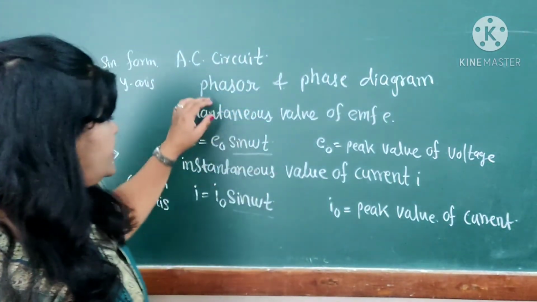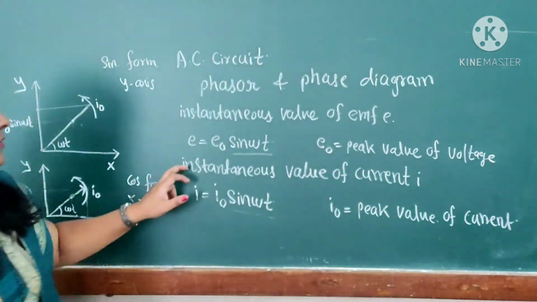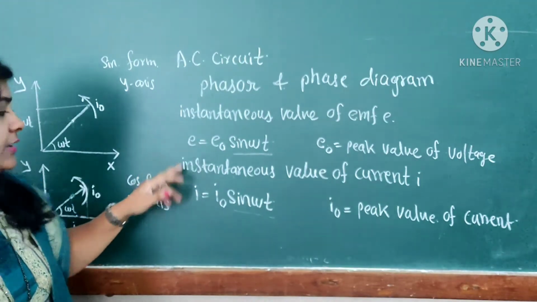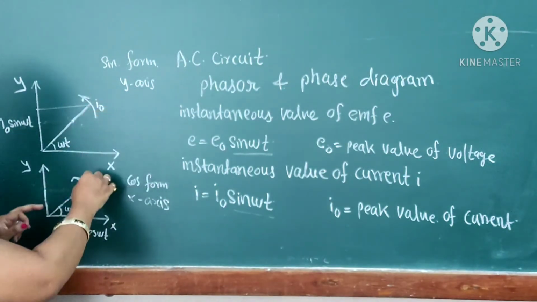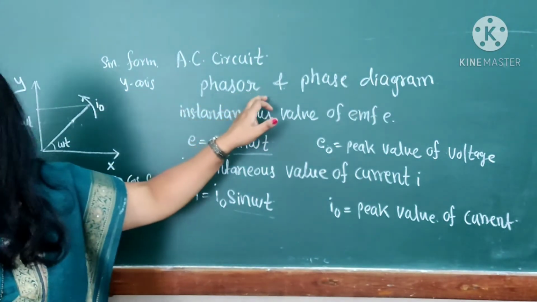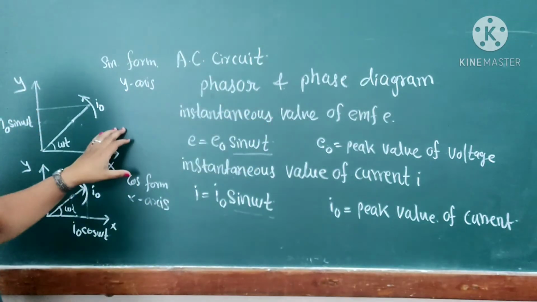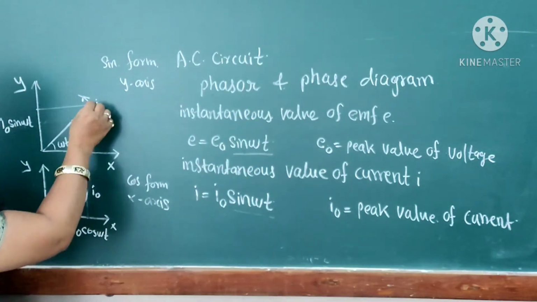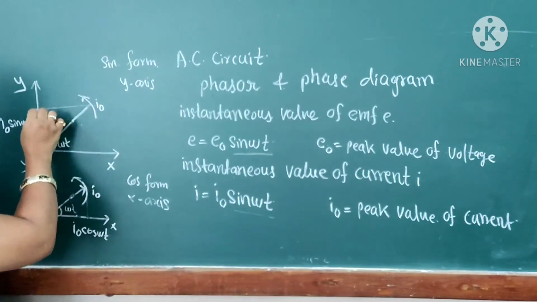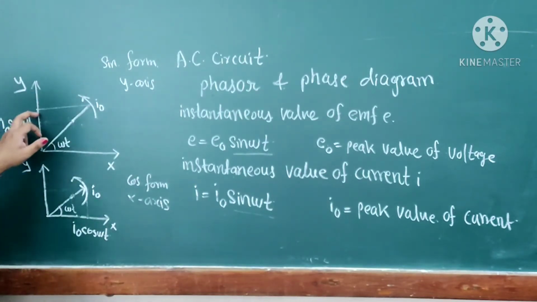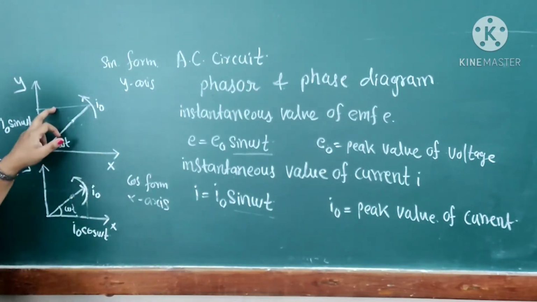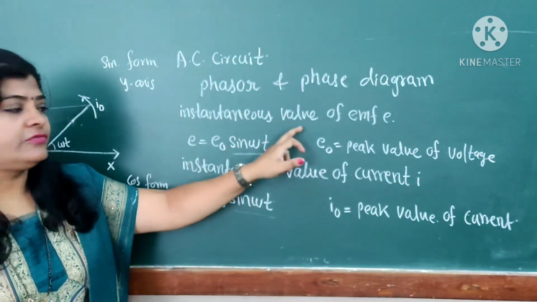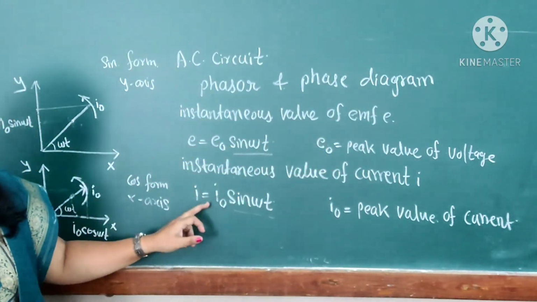Here the phasor means the rotating vectors. E and I are rotating vectors, which is nothing but the phasor. The instantaneous value of this phasor vector, along its projection on the x-axis or y-axis, represents the instantaneous value of E or the instantaneous value of I.